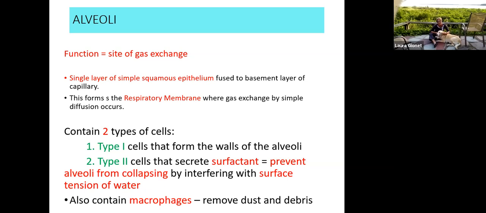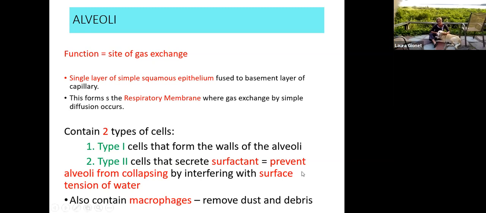So picture blowing up a little balloon. You blow it up, you squeeze off the end so the air is maintained in the balloon. But if you release your hand, the air starts to escape from the balloon. And if you let all the air escape, what happens? The walls of the balloon collapse on themselves. Well, you don't want that to happen in your lungs because it's very difficult to re-inflate them again. So this surfactant, this compound, helps resist that temptation by interfering with the surface tension of water.